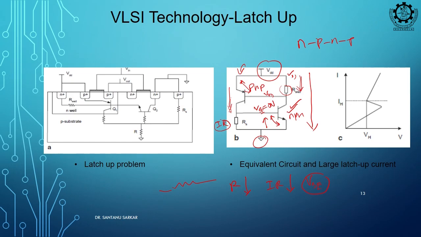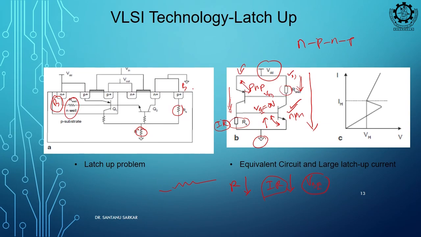Three modes of operation, right. One is cutoff, one is linear, one is saturation. So, if we can somehow reduce this resistance, what will happen? My IR drop will be reduced. So, it will be difficult to turn on the BJT. So, what is this R? You see this R is nothing but bulk connection. You see this was bulk, this is bulk. So, this is bulk resistance, this is bulk resistance, this is bulk resistance.